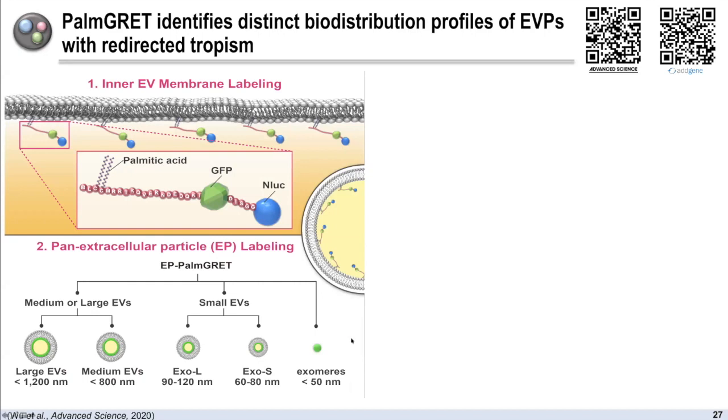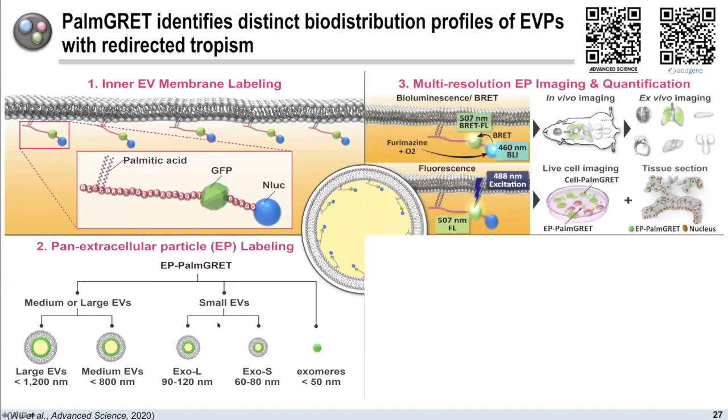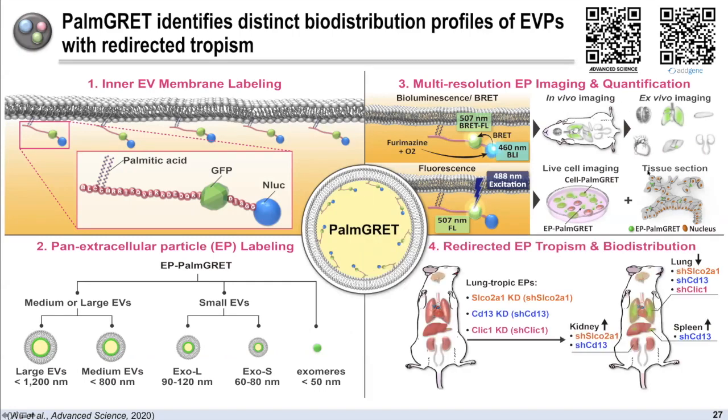Starting from our isolation method, from exomer, exo small, exo large to the medium and large EVs. And then the third one will be our multi-resolution EV imaging. And not only the multi-resolution, multimodal imaging, we were able to do the quantification in the tissue section here. And then lastly, our reporter is able to report the redirected tropism and distinct biodistribution profile.